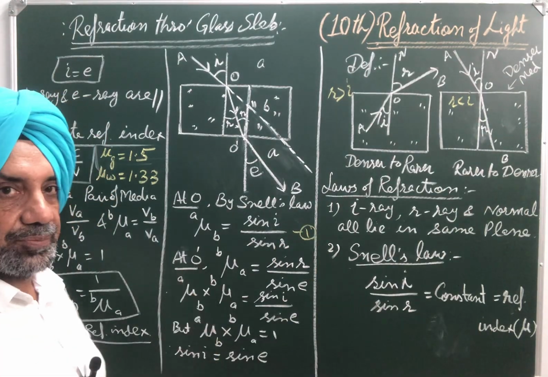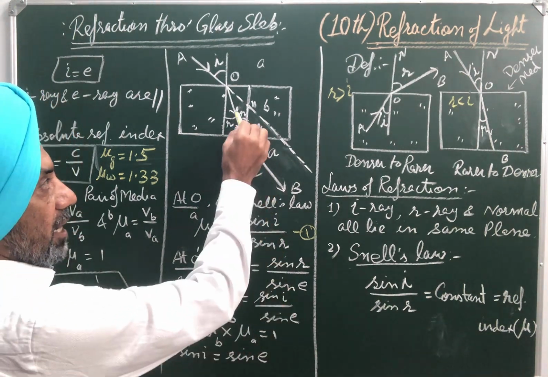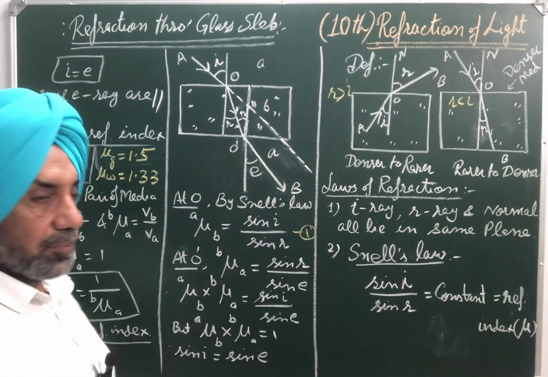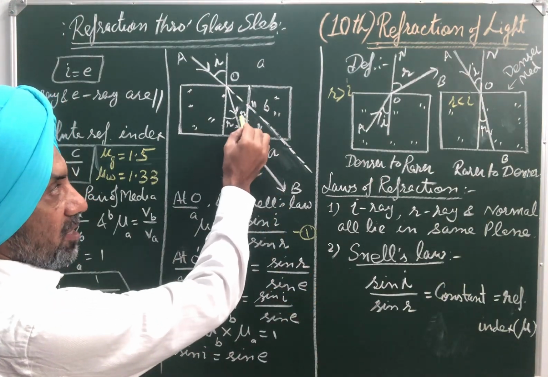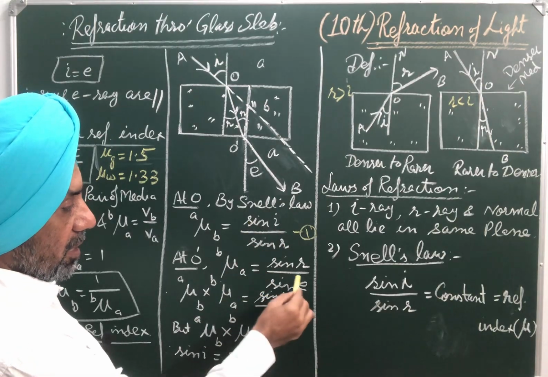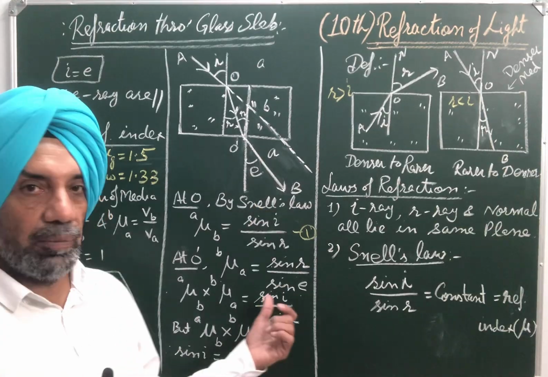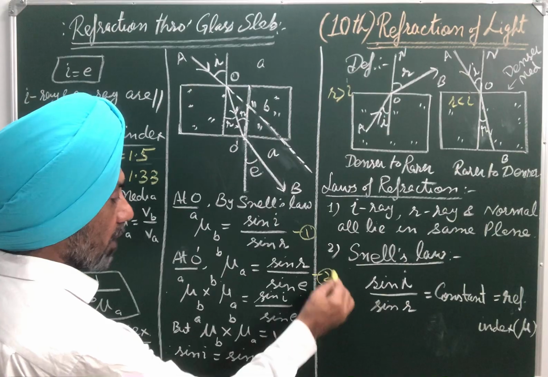At O dash, again by applying Snell's law, because light is entering from medium B to medium A. So mu BA is equal to sin R, because R is the angle of incidence for this interface, so sin R upon sin E. E is the angle of refraction and it is known as the angle of emergence for the glass slab. This is equation number 2.